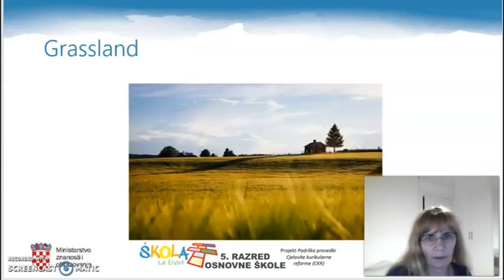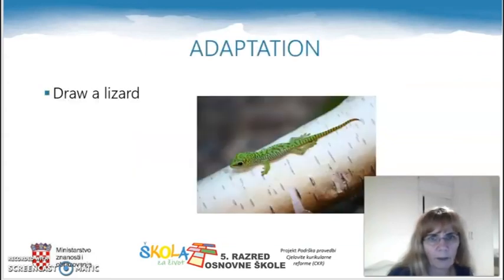Okay. And another habitat, well, grassland. We can see big animals in the grassland, like elephants, like tigers and lions. They live in the grassland. So now we know what is habitat, but what is adaptation? So let's see what is adaptation and how animals adapt to different habitats.